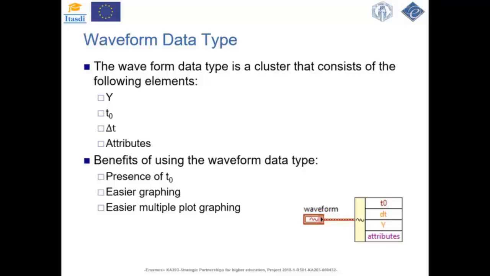So mainly the benefits of using the waveform data type are the presence of T0, because before this data type existed, you couldn't determine when the data was acquired. So the waveform data type automatically returns the time of day and the date in this element, which gives you a real-world acquisition time for the data. And it also enables easier plotting of the signals, so easier graphing of the signals, as well as easier multiple plot graphing in LabVIEW.